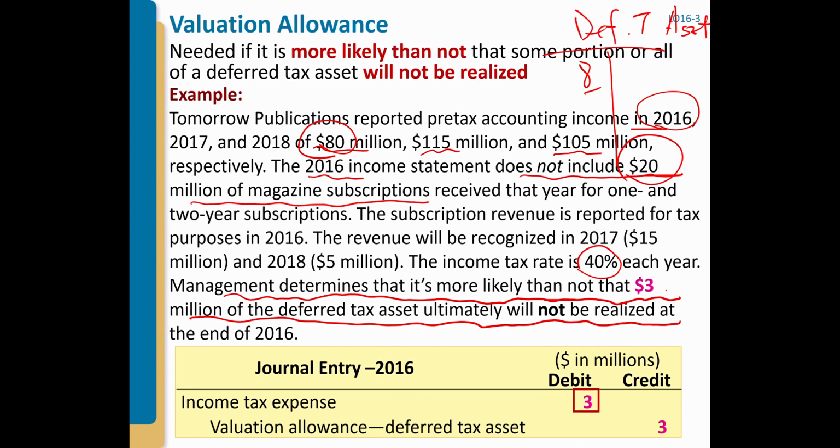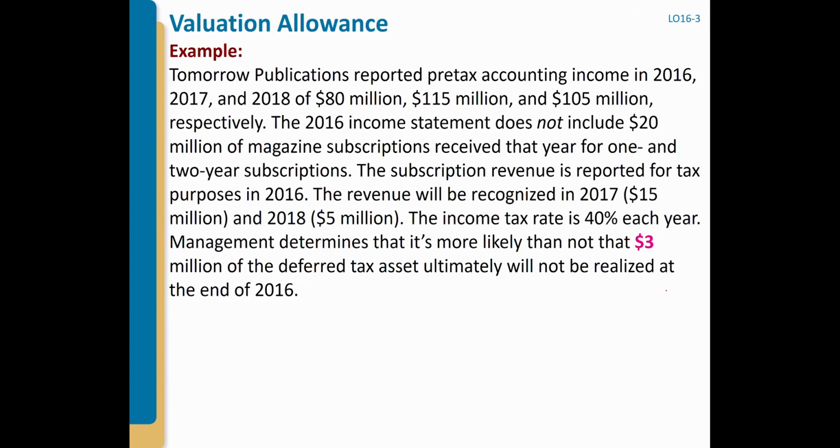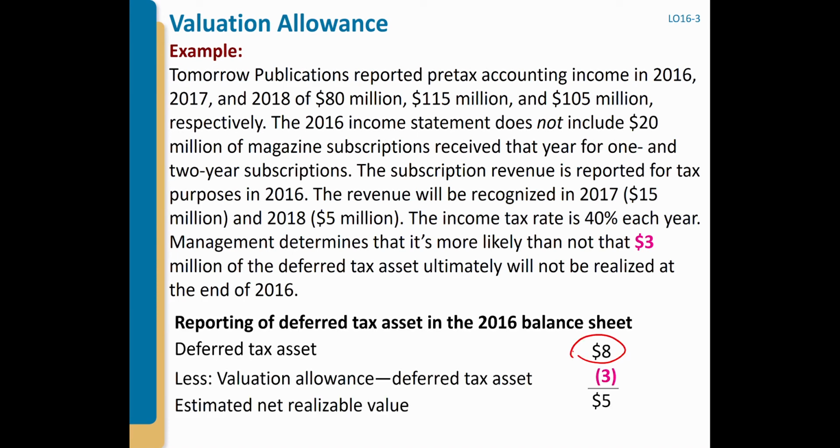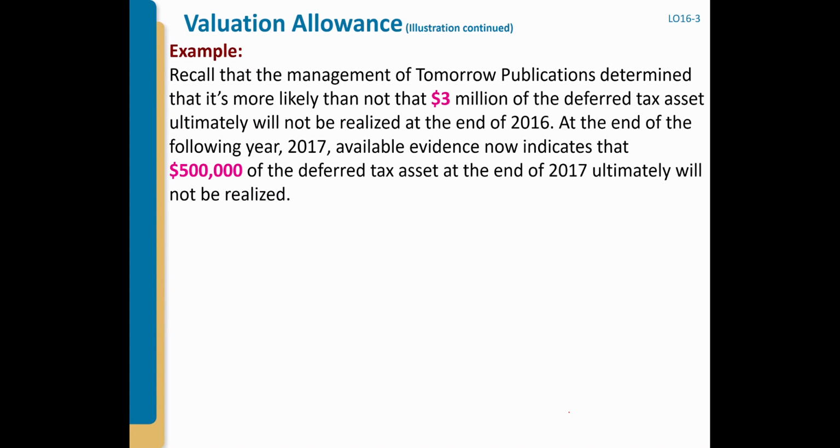Now, valuation allowance is a contra deferred tax asset account. So deferred tax assets will be reported at 8, right? This is the deferred tax assets we talk about. Then you minus valuation allowance. So the net value of deferred tax assets should be 5 in the year 2016. Remember, valuation allowance is our prediction. This is just like the allowance for accounts receivable situation for 2016.